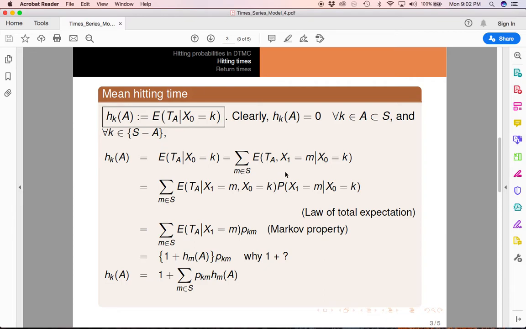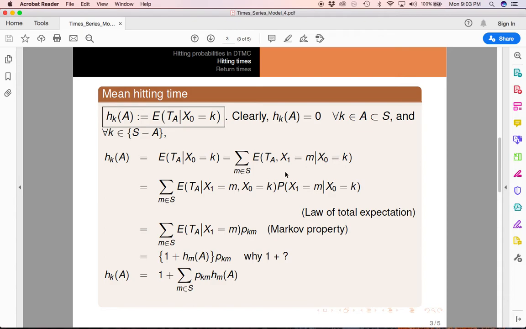And then we'll again end up with a recursion relation, which is h sub k of A equals 1 plus the summation over m belonging to S of p sub km times h sub m of A. Now, where did this 1 plus land up from? That's an interesting question, right?